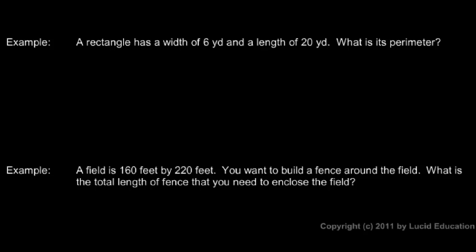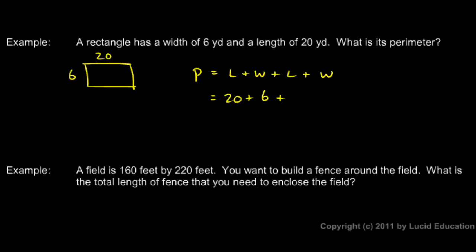In this first one, we're told a rectangle has a width of 6 yards and a length of 20 yards. What is the perimeter? Sometimes it helps to draw a picture. It's not necessary in this case, but just so we can see what's going on, we draw a little rectangle, width of 6 and a length of 20. I know the perimeter is going to be L plus W plus L plus W. And the length is 20, and the width is 6, and the length again is 20, and the width again is 6. And 20 plus 6 is 26, and 26 plus 26 adds up to 52. And note my unit, both of those are in yards, 52 yards.